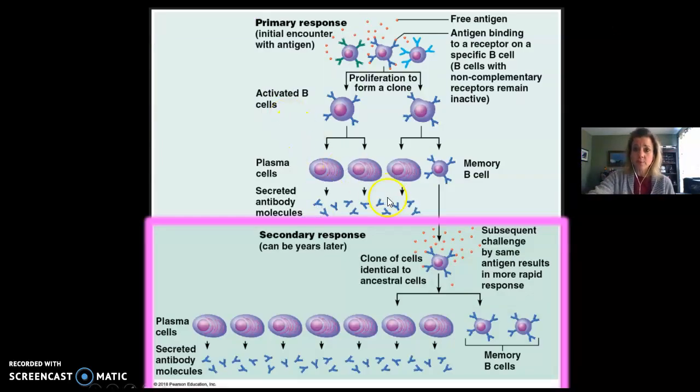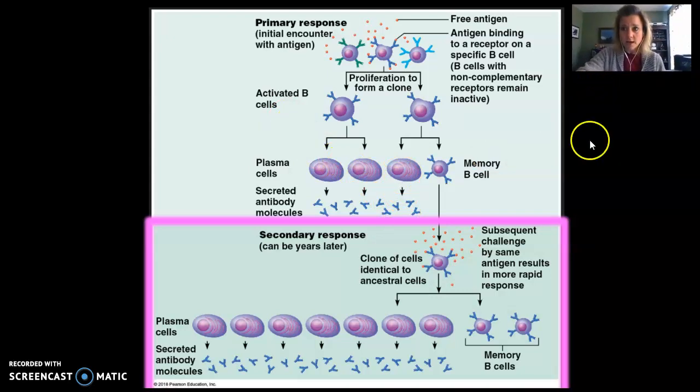This is the rest of the picture from your textbook that I had showed you earlier on. Up here at the top, we had the primary response, and I told you that after proliferation and differentiation, we have more memory B cells that are going to be produced. These memory B cells are not just going to hang out in the lymph nodes, they're going to circulate around the body looking for their particular antigen to make sure that we can stop it in its tracks before it causes us to feel sick.